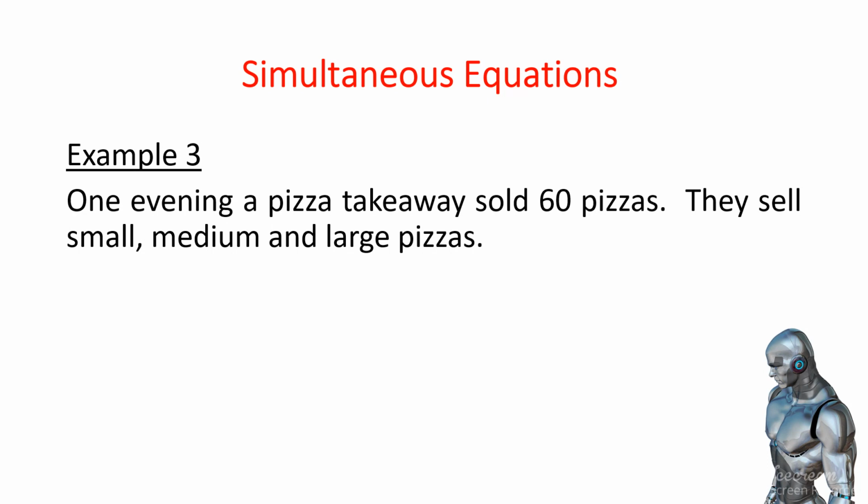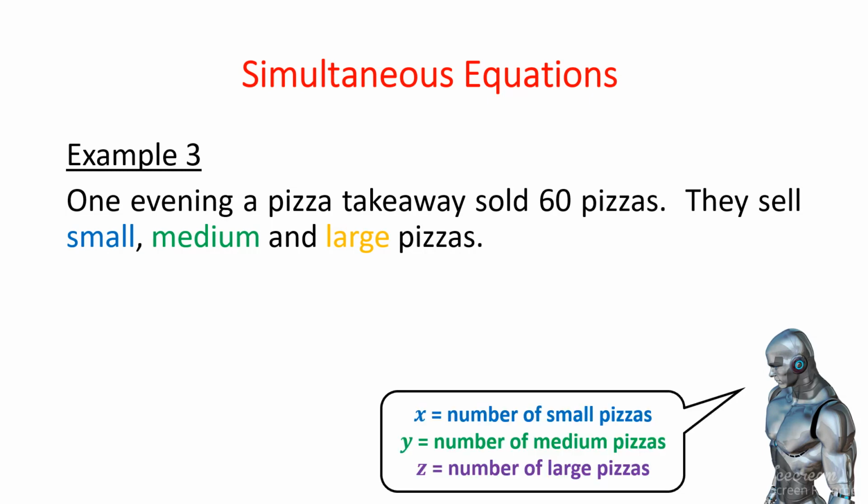All right, here's our third example. One evening, a pizza takeaway sold 60 pizzas. They sell small, medium, and large pizzas. Well, we're going to have to start off by defining variables. Once again, we have small, medium, and large pizzas. So let's define x, the number of small pizzas, y is going to be the number of medium pizzas, and z is going to be the number of large pizzas.